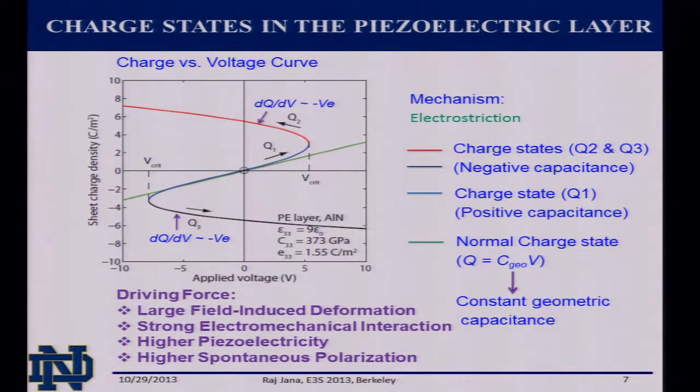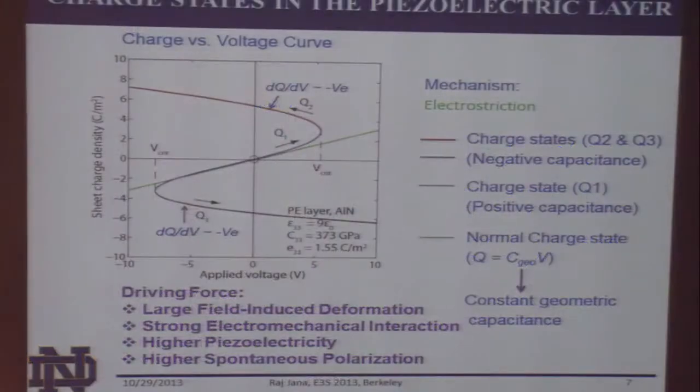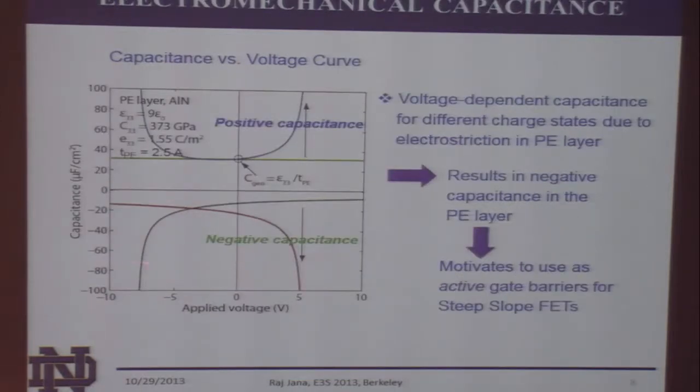And at this critical voltage, I'm applying the voltage, creating the strain, and the material thickness is reducing. At this voltage, the restoring elastic force becomes equivalent to the electrostatic force. That's why the charge state bifurcates. And based on this charge state, I calculate the capacitance. You can clearly see that one is a positive capacitance and the other two are negative capacitance. So that actually motivates using it as an active gate barrier for steep slope transistors.